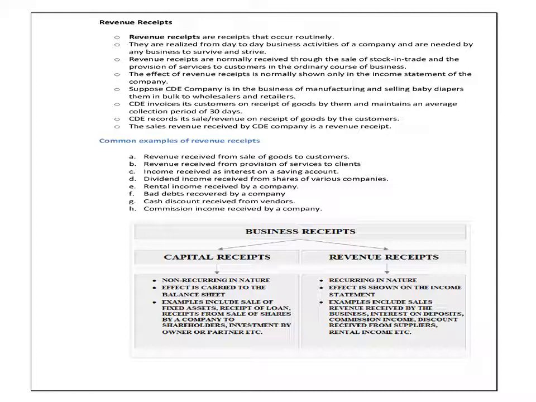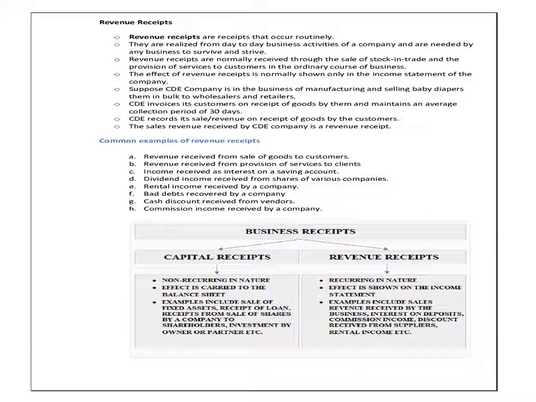Capital receipt is carried to the balance sheet. In the balance sheet you will know what the capital receipts are. But what about revenue receipts? They will be shown in the income statement of the company. Revenue receipts will be found in the income statement, and capital receipts will be found in the balance sheet of the company. Examples for capital receipts and revenue receipts I have told you before. These are the main differences between capital and revenue receipts.